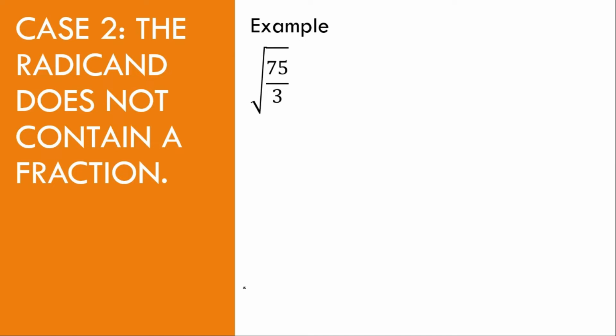Another example. We have, sa case 2 na pala tayo, no? The radicand does not contain a fraction. So, meron tayong square root of 75 over 3. So, equate lang natin. Lowest term pala natin yung 75 over 3. So, 75 over 3. Divide nyo lang yan by 3. Diba? So, it will become 25 over 1.